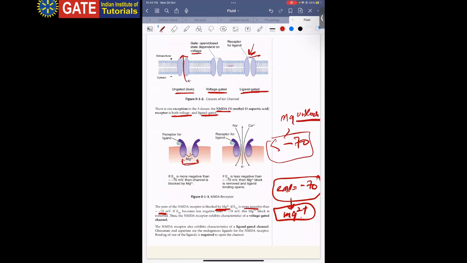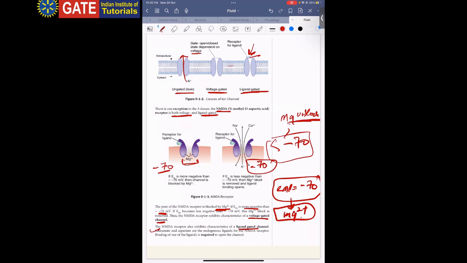Okay. So thus it depends upon the voltage. That's why we call it a voltage gated channel. You got it? So magnesium is just like a gatekeeper. Whenever it is more negative than minus 70, it is in the closed state because magnesium is blocking it. When it's less negative than minus 70, then it is in the open state because the magnesium is removed and thus the ions can move across this channel. Second, it also has properties of the ligand gated. The ligands here are glutamate and aspartate.